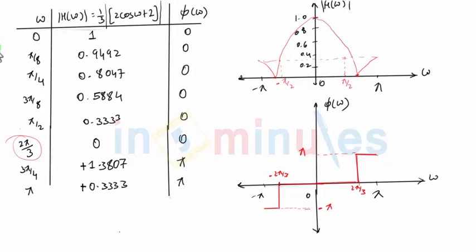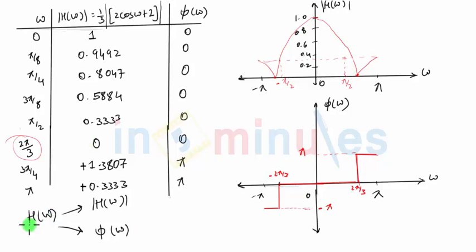So the final conclusion is, given any question, you have to somehow obtain H of omega first. From H of omega, you have to find its magnitude response mod H of omega and its phase response phi of omega, which can be done by taking the magnitude and phase of any complex number as we do. Make this table, take a few values of omega, and plot the magnitude response and phase response. Magnitude response will always be even, phase response will be odd. Plot them as per the values which you get.